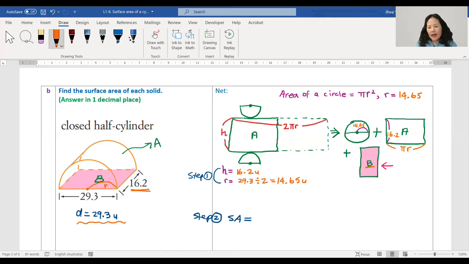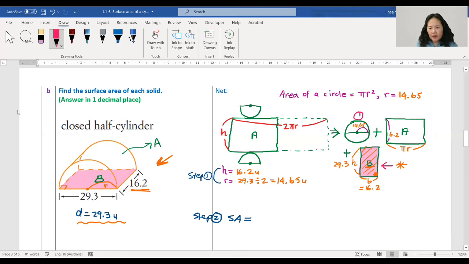Now, let's have a look at the B here. What is my base and height for this top cover? Grace, what will be my base and height for this cover, please? 29.3. That can be your height. 16.2 is your base. So surface area, we got 3 areas we have to find.